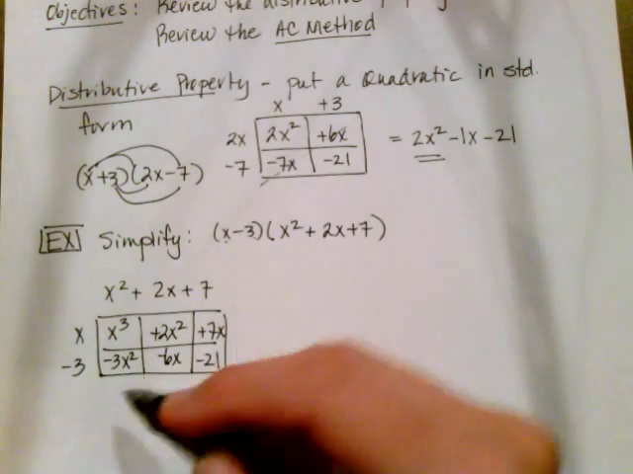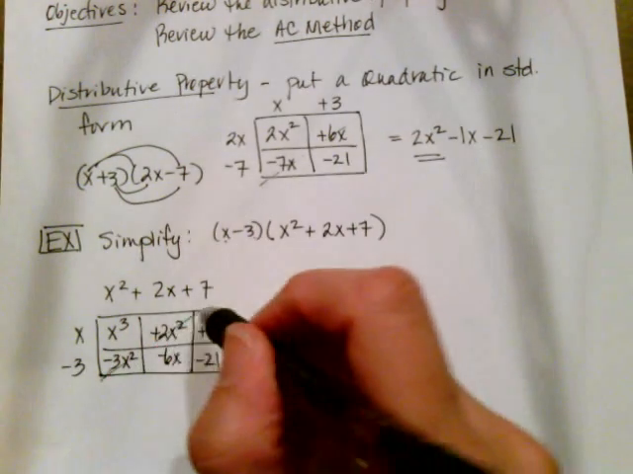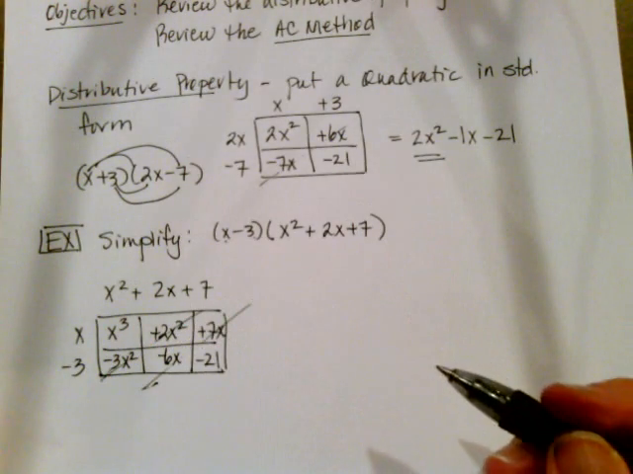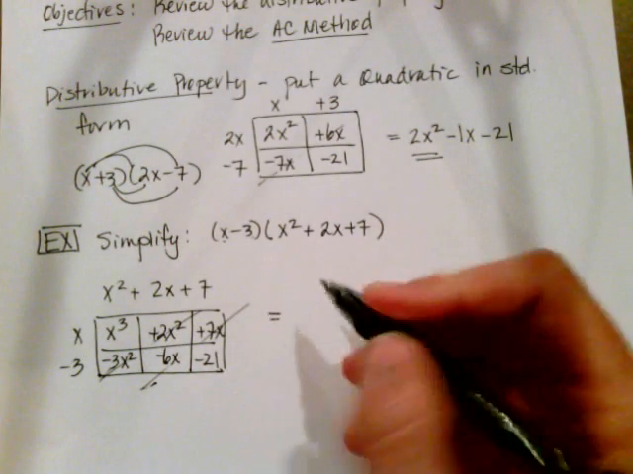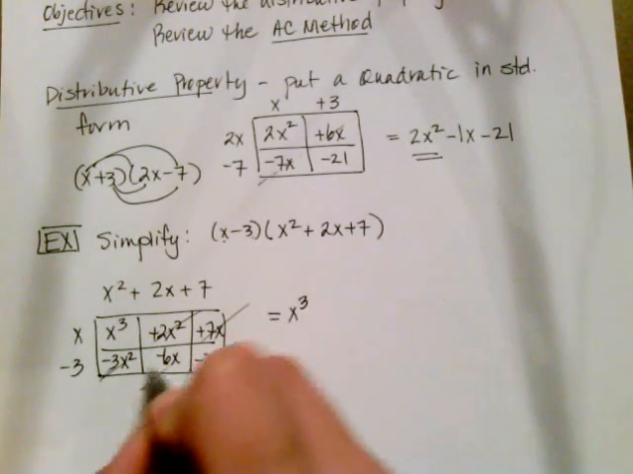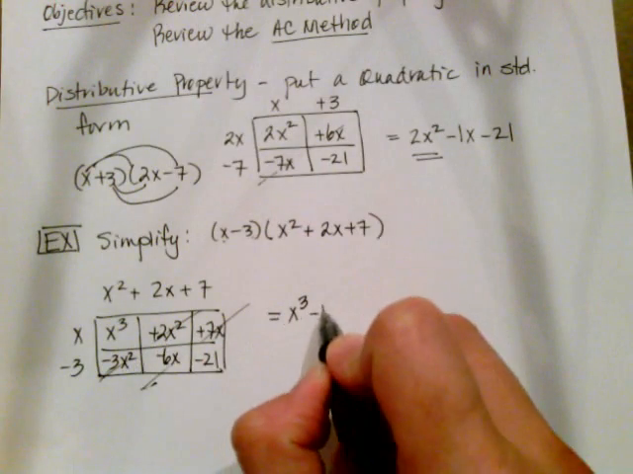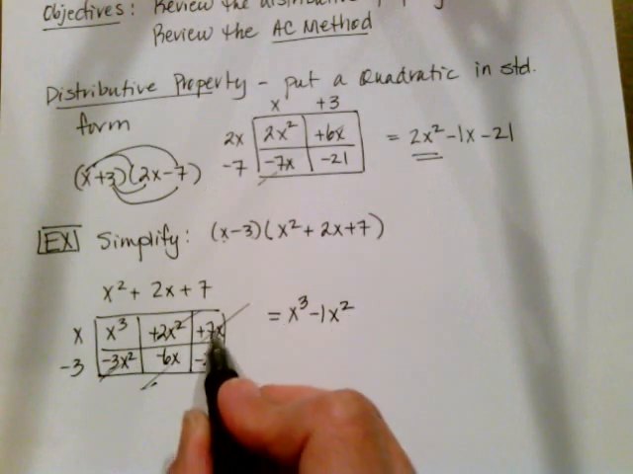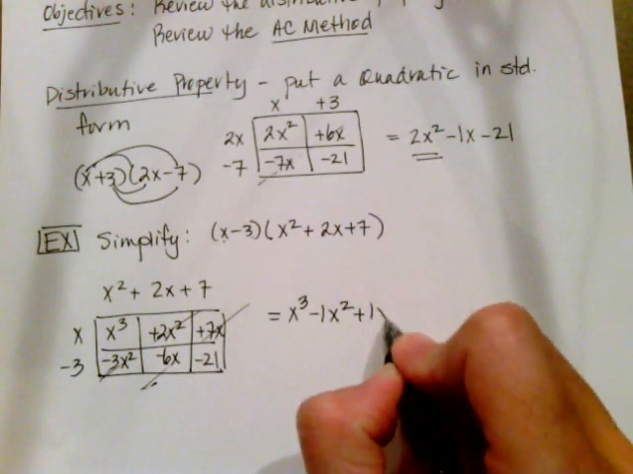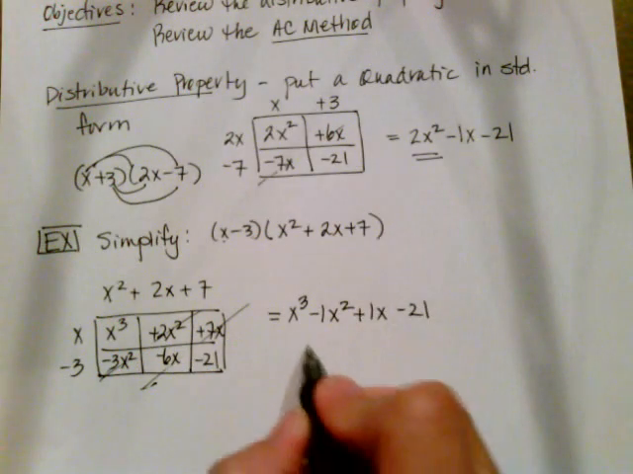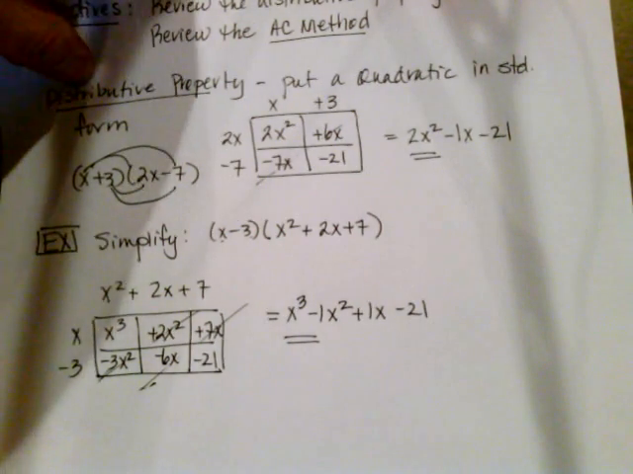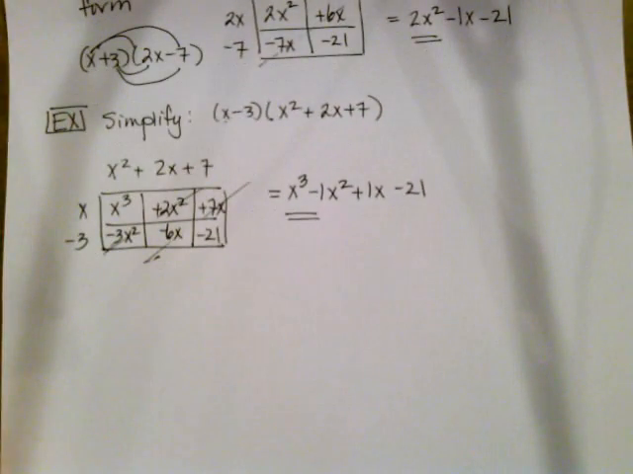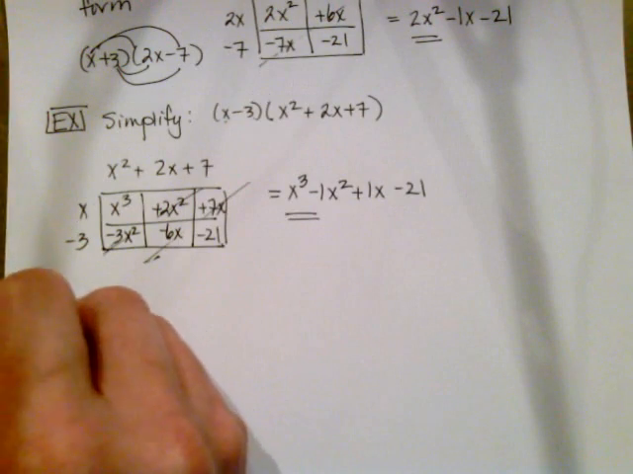And now I have two different sets of diagonals where my terms are alike. So now if I simplify, I have x cubed, and negative 3 and a positive 2 is a negative 1x squared, 7 minus 6 is plus 1x, and then minus 21. So it's actually a great method to manage bigger problems. Okay? Alright, so let's do one more example.